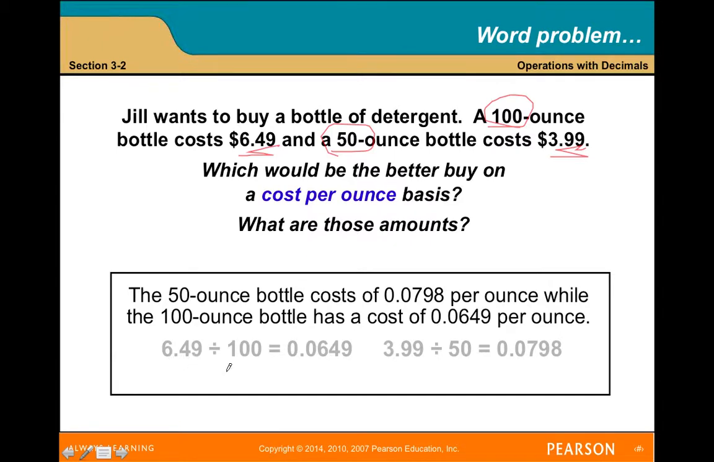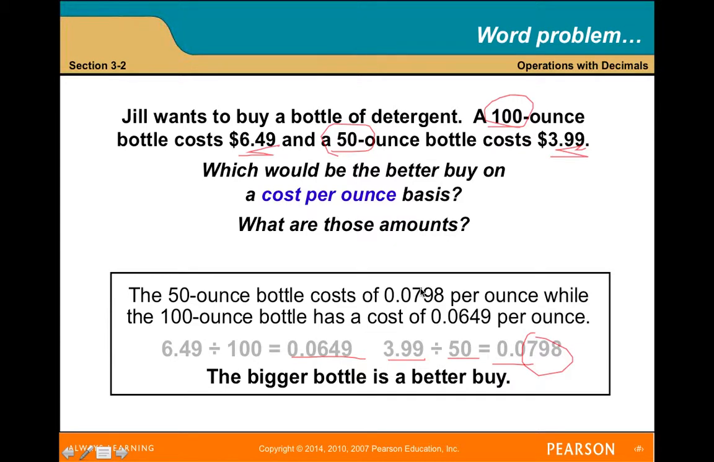So 6.49 divided by 100 equals 0.06 or 6 cents per ounce. And then $3.99 divided by 50 is 0.079, so almost 8 cents. So actually it's almost 2 cents per ounce that you're saving.